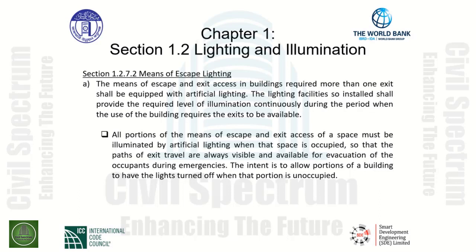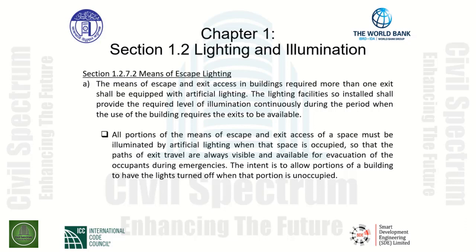The means of escape lighting is in section 1.2.7.2. The requirements take us to the meaning such that the means of escape and exit access in buildings requiring more than one exit shall be equipped with artificial lighting. The lighting facilities so installed shall provide the required level of illumination continuously during the period when the use of the building requires the exits to be available.